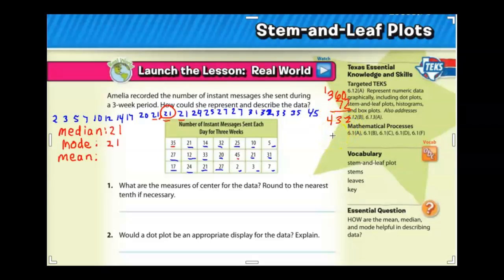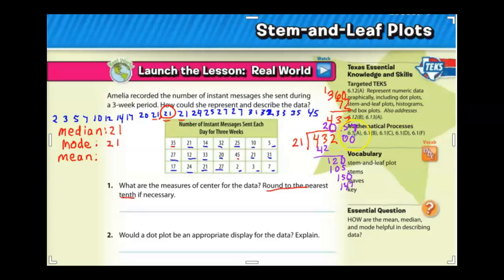Now we have to divide this by 21. So I'd like you guys to go ahead and do that for me. And remember, it does say that you can round to the nearest tenth if necessary. So go ahead and divide 432, and you only have to go to the hundredths place so you can round the tenths place either up or down. So solve this for me, please.